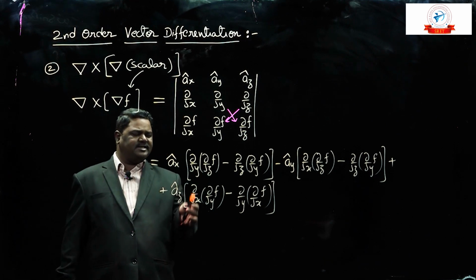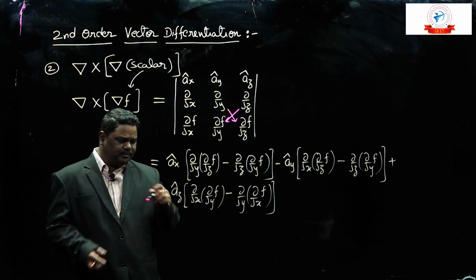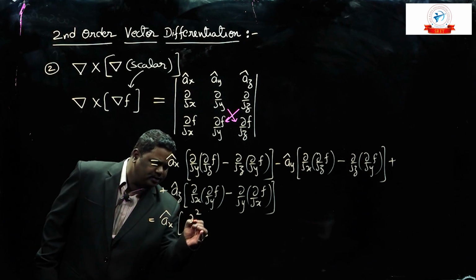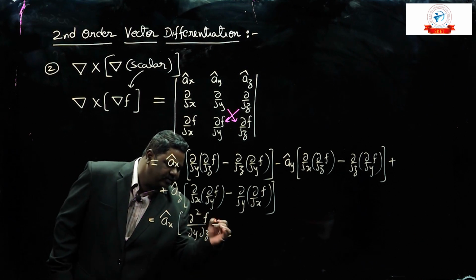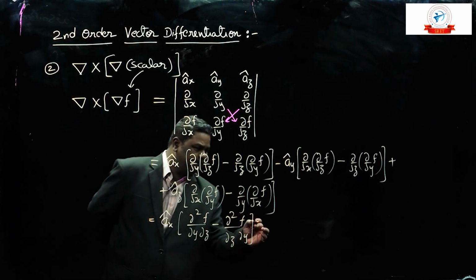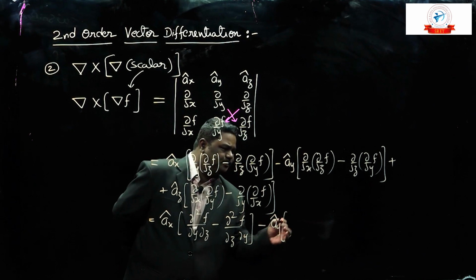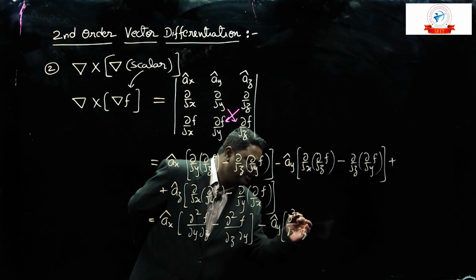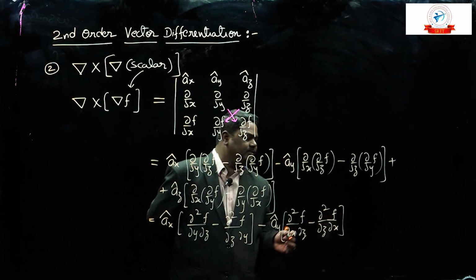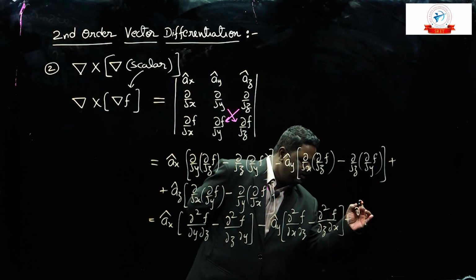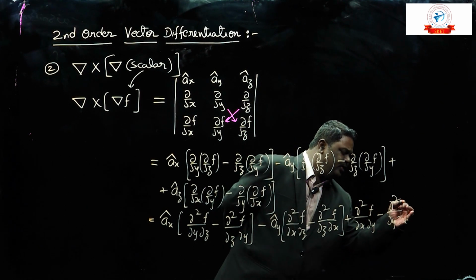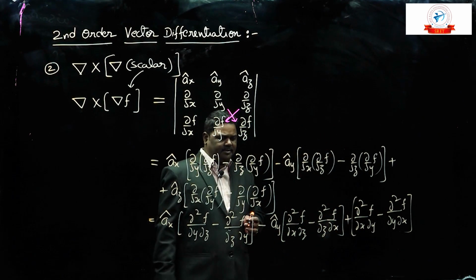Now observe this one. Here we are applying second differentiation, dou by dou y and dou by dou z, which will be equal to ax cap into dou square dou y dou z of f minus dou square dou z dou y of f, minus ay cap into dou square dou x dou z of f minus dou square dou z dou x of f, plus this last term dou square dou x dou y of f minus dou square dou y dou x of f, into az cap.